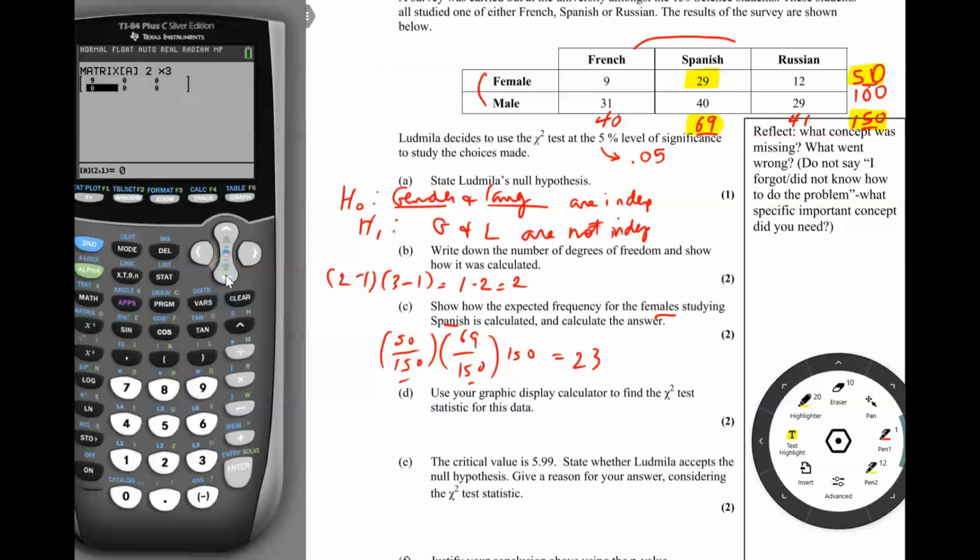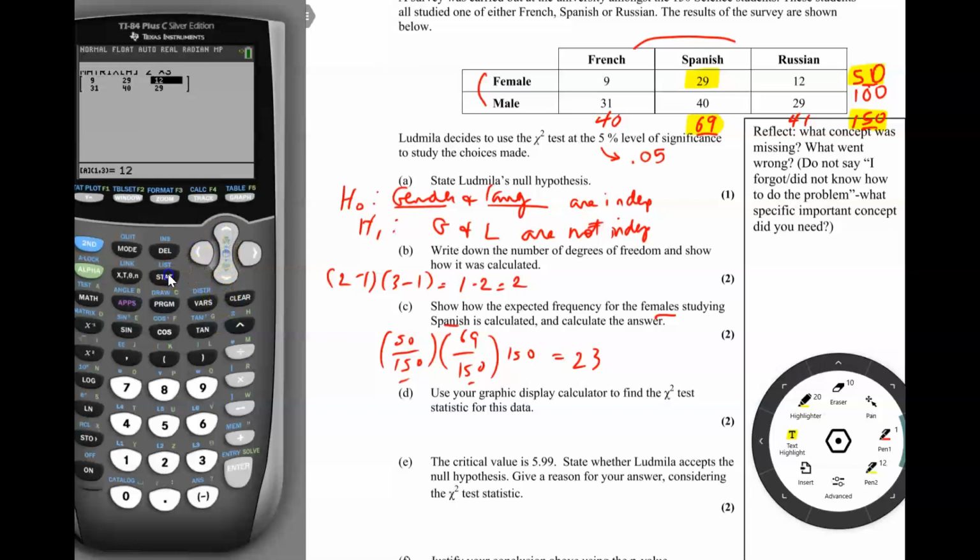We use Enter and the arrow keys to maneuver about the table as you put all the data in. And after you do this, the calculator calculates all the expected frequencies on its own. It puts the expected frequencies into the B matrix when we execute stat test chi-squared. Okay, let's check my numbers: 931, 2940, and 1229.